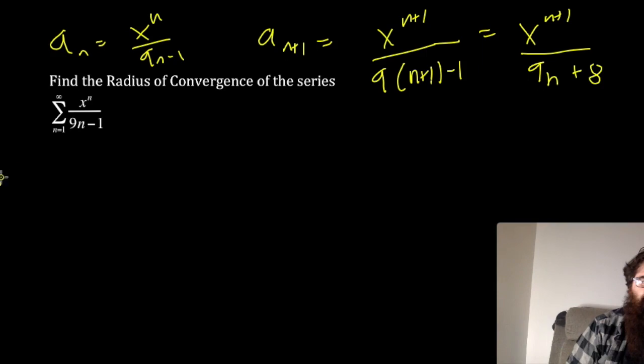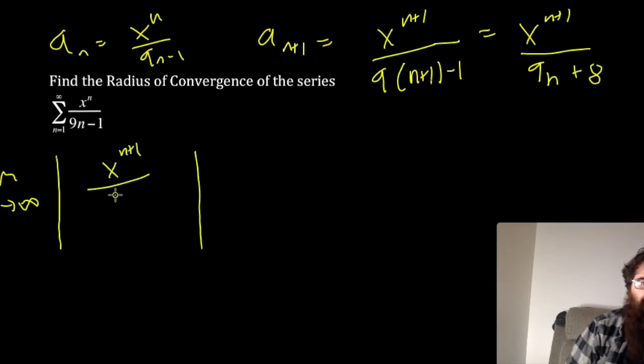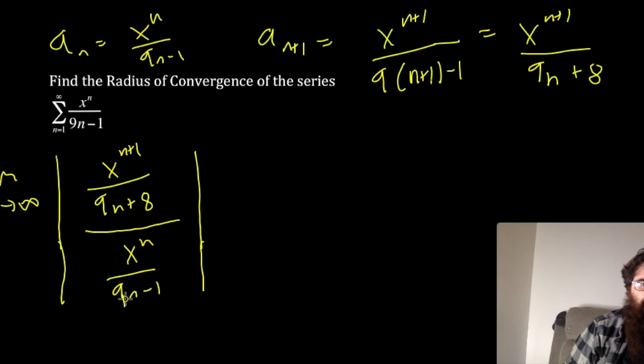And remember, I want the limit as n goes to infinity of the absolute value of a sub n plus 1 on top, so that's x to the n plus 1 divided by 9n plus 8. And then all of this gets divided by a sub n. A sub n is this x to the n divided by 9n minus 1. And I don't want to divide a fraction by a fraction.